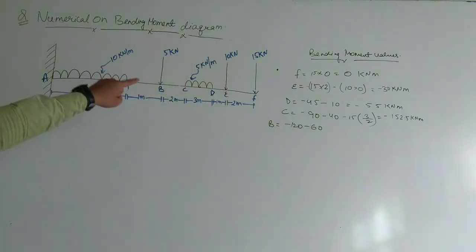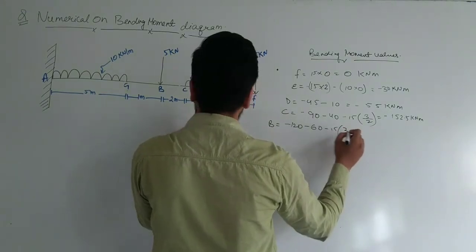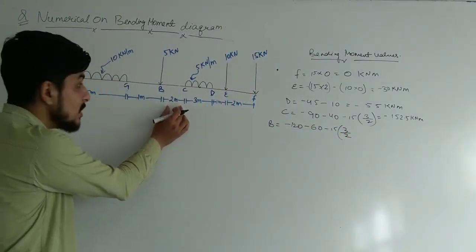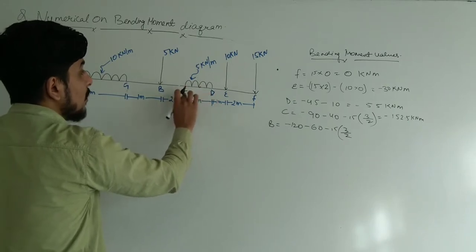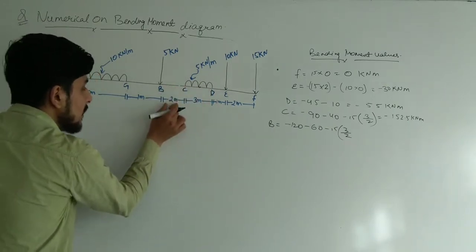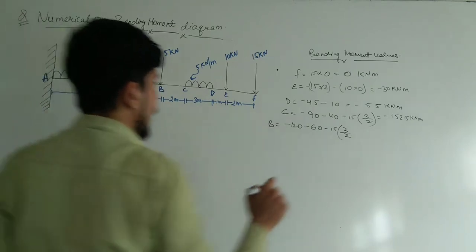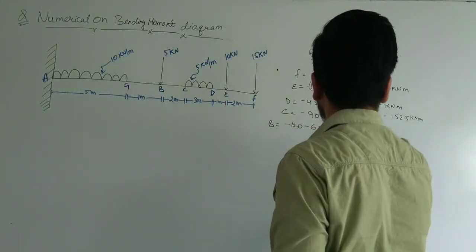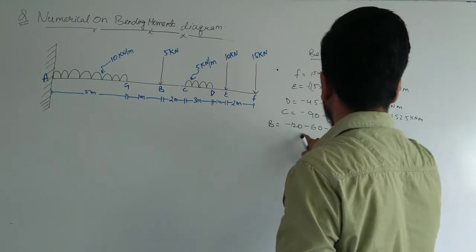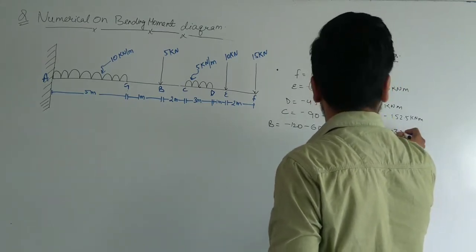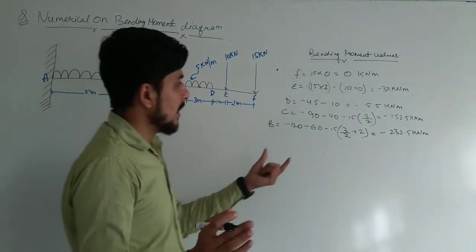Now at point C, the load is 15 because this is a UDL. Its CG is at 3 by 2. Now we add the distance of 2, because the CG is applied only in a particular portion of the UDL, between C and D, and we are at point B. So it is 15 into 3 by 2 plus 2, and the value comes to minus 232.5 kilonewton meter. You can verify it with your calculator.